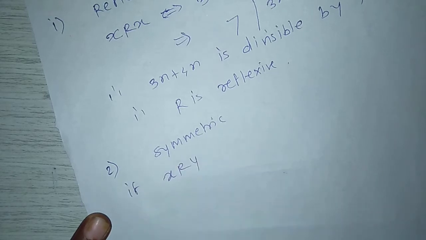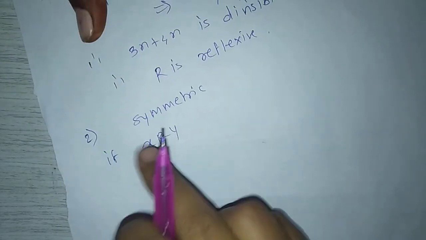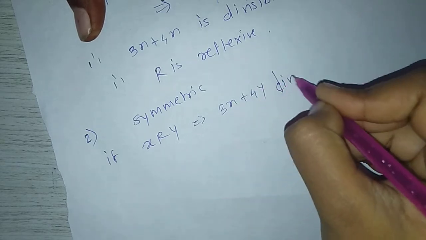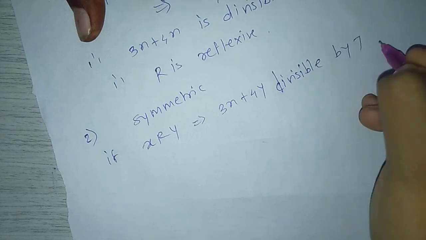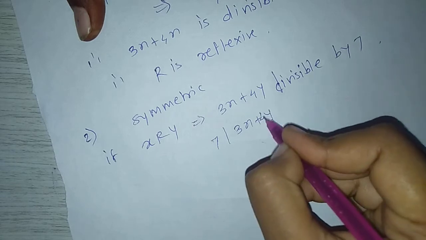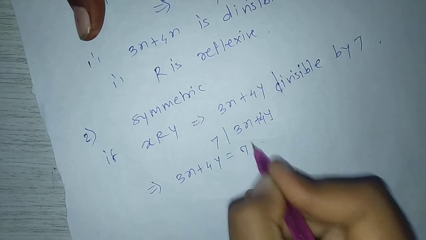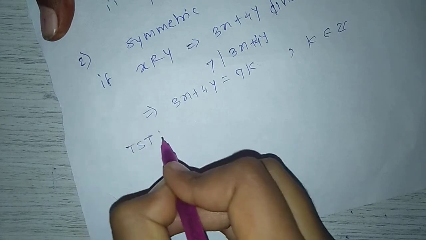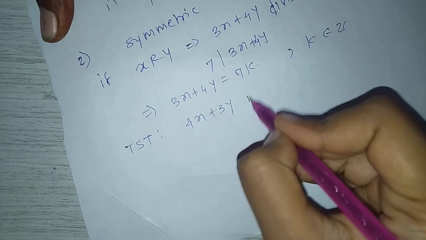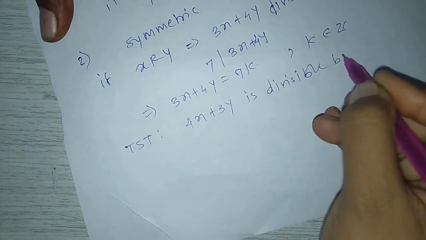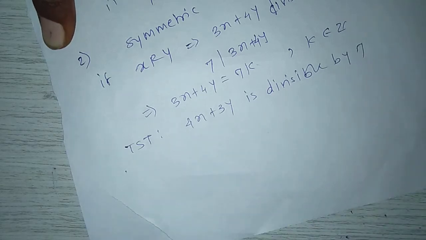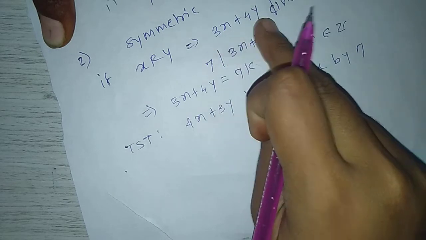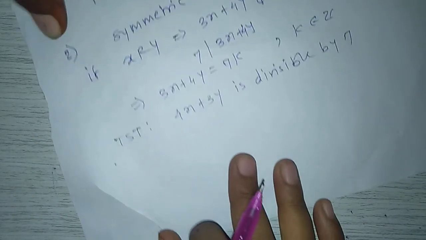If x relates to y, then y relates to x, then we can say that R is symmetric. x relates to y means 3x plus 4y is divisible by 7, means 7 divides 3x plus 4y, which implies 3x plus 4y equals 7k, k belongs to Z. Now, to show that 4x plus 3y is divisible by 7, here 3y plus 4x means y relates to x.